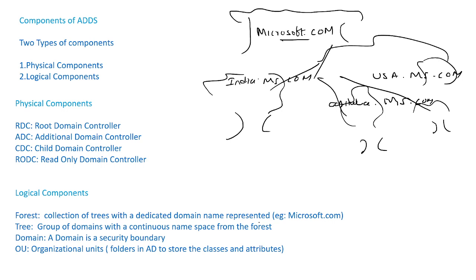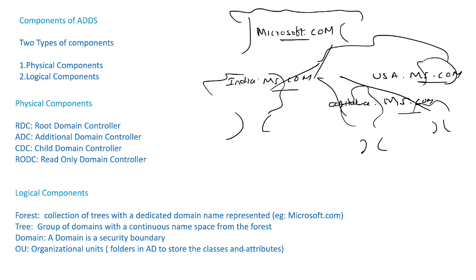If you see, a collection of trees with a dedicated domain name represented. In all the trees you have one thing common, which is Microsoft.com. Correct? Here Microsoft.com is common, Microsoft.com is common, Microsoft.com is common. So that is called the dedicated domain name represented. So forest means a collection of trees, and tree means a group of domains with continuous namespace in the forest. And the last one is domain. Domain you already know, I've been telling you from day one.